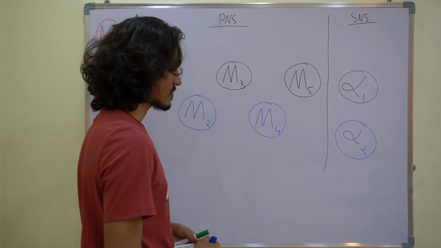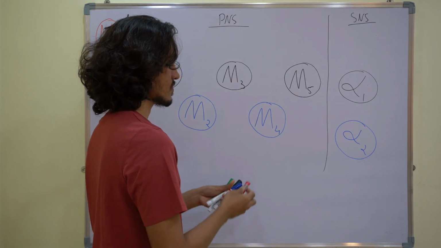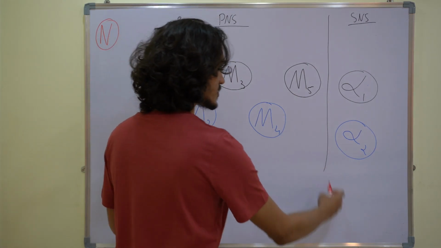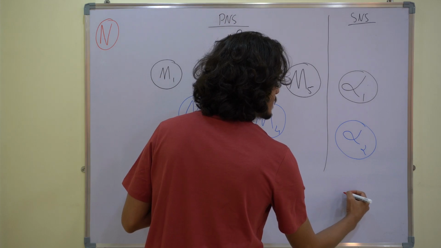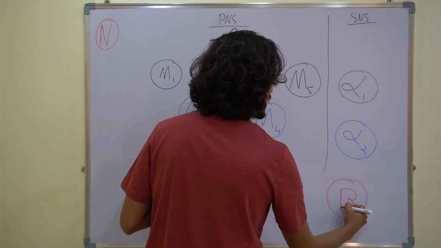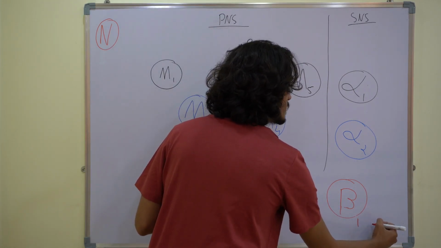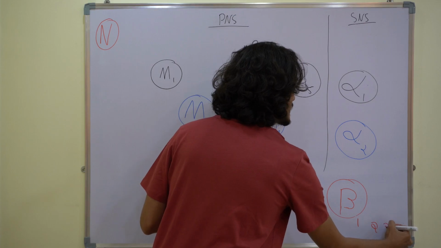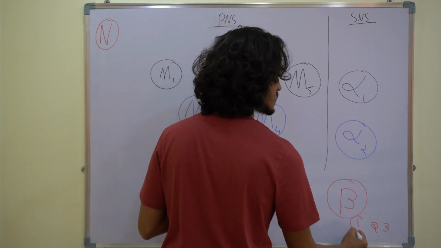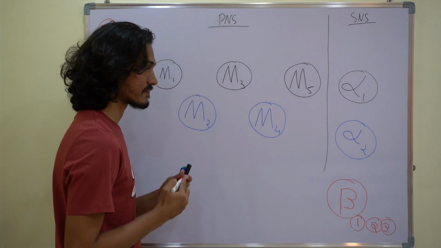The next thing that is remaining is your beta receptor. So that I'll draw separately below over here. We have the beta receptor, and this beta receptor has a beta 1, a beta 2 and a beta 3. Three things: beta 1, beta 2 and beta 3.